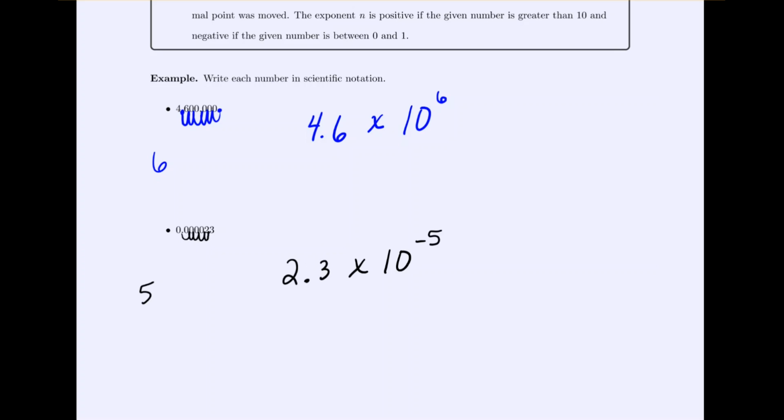So when you start with the bigger number, and then the A looks smaller, that's when the exponent is positive. But when you start with a smaller number and then the A looks bigger than that, that's when the exponent is negative.